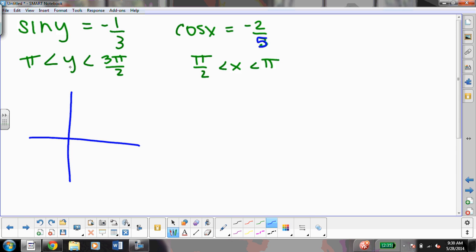So y has to be in between pi and 3 pi over 2, so that's in between 180 and 270. So y will lie in this quadrant. I'll label my triangle. Since the sine of y is negative 1/3, that means that the opposite of y is negative 1, and the hypotenuse is 3. When I do the Pythagorean theorem, I can find that this side is 2√2.